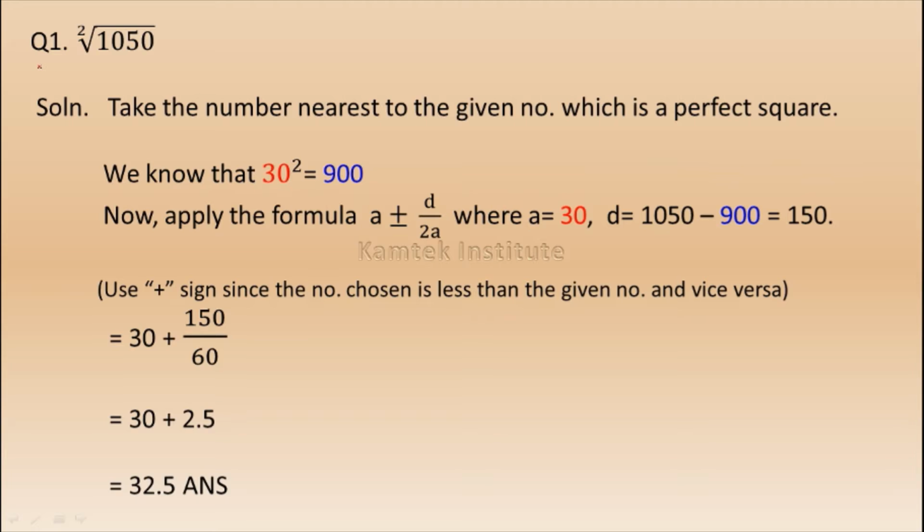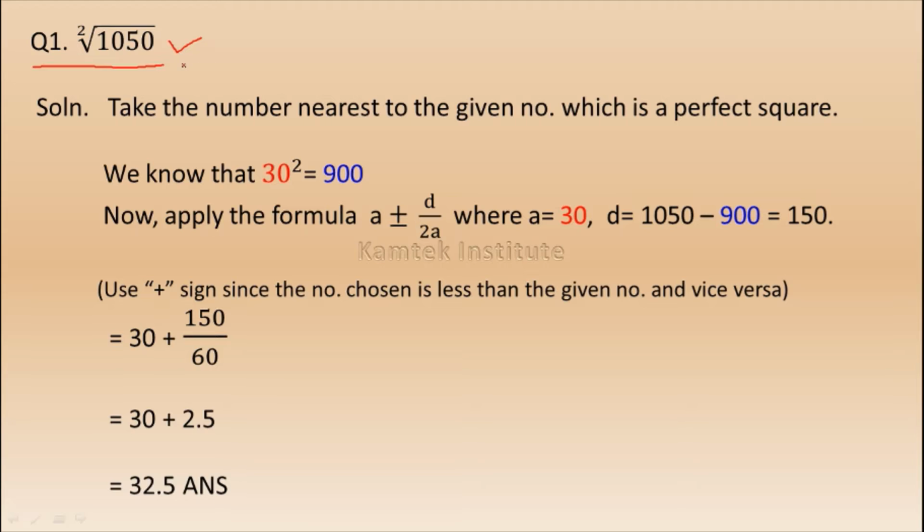So we start with question number 1. The first question is finding the square root of the number 1050. We know 1050 is not a perfect square number, right? So we'll be doing it by the approximation method. These sums are very simple. Once you practice, you'll be able to do it within a few seconds. So just concentrate on what we're going to learn today.